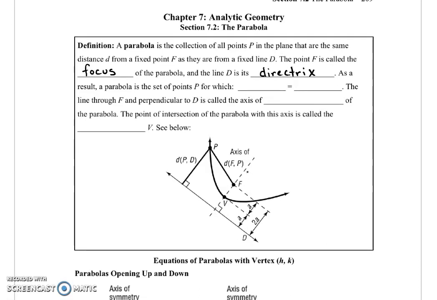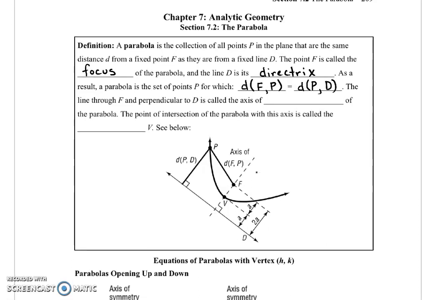So as a result, the parabola is the set of all points P for which the distance from the focus to the point P is the same as the distance from that point P to the directrix.